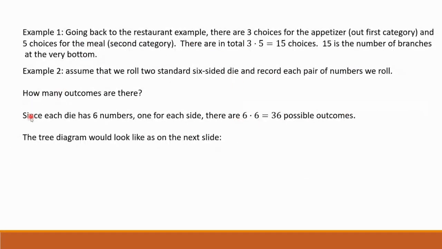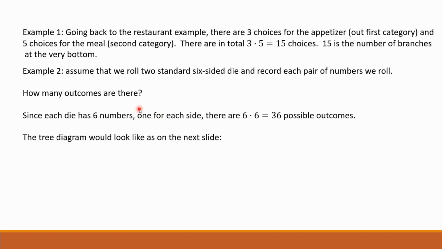So you just multiply. Another example I put here was, if you're rolling a die twice and you record the number each time, how many possible outcomes are there? Well, each time you roll the die, there are 6 possible numbers, right? You have 6 possible numbers from the first roll, and 6 possible numbers from the second roll. So in total, since you're rolling it twice, you have 6 times 6, which is 36 possible outcomes.